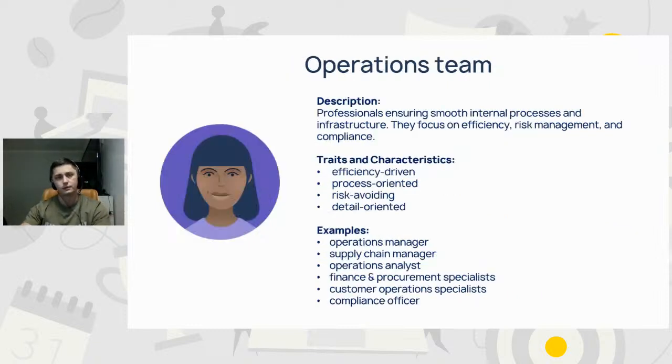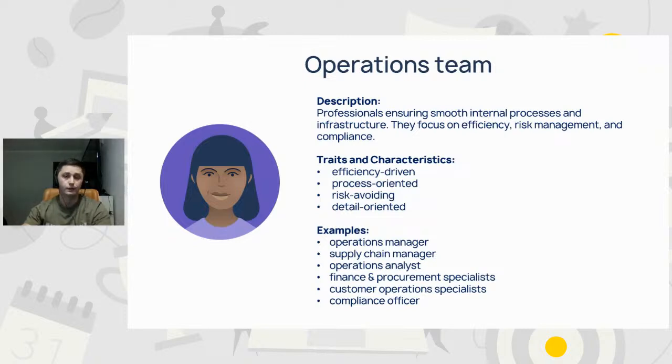The next group is the operations team. When we talk about them, it's usually a subset of professionals who work on internal processes within the company and maintain infrastructure. They also focus on efficiency, risk management, and compliance. When we talk about traits and characteristics, they are efficiency driven, so they try to do everything as fast and as effectively as possible. They are also process oriented, so they are focused more on processes rather than on the results of these processes.